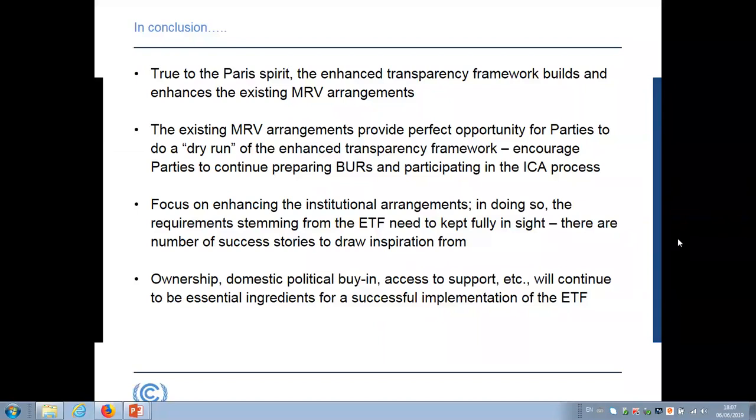And that need to have a focus on enhancing the institutional arrangement. And to do so, the requirements stemming from that need to be kept fully in mind. So there are a number of success stories to draw inspiration from. And last but not least, ownership, domestic political buy-in, access to support will continue to be essential elements for a successful implementation of the ETF.